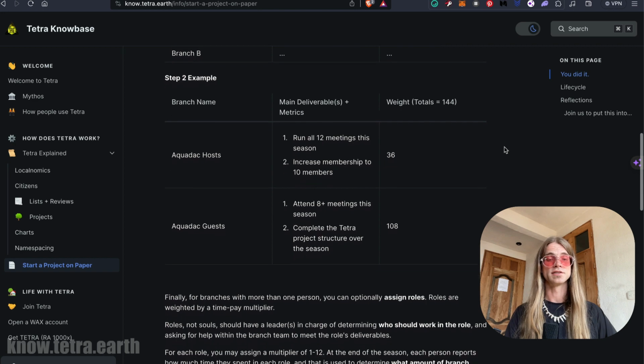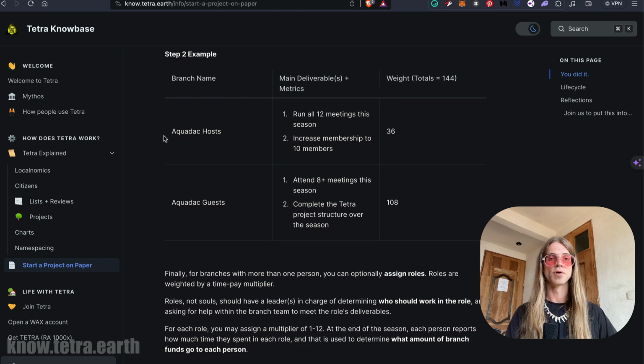Here we can see an example where we have 2 branches, Aqueduct hosts and guests. We have deliverables such as run 12 meetings, which are specific with the metric of 12. And then we have the weights. So we can see that 2/3 of the money will go to guests and 1/3 will go to the hosts.